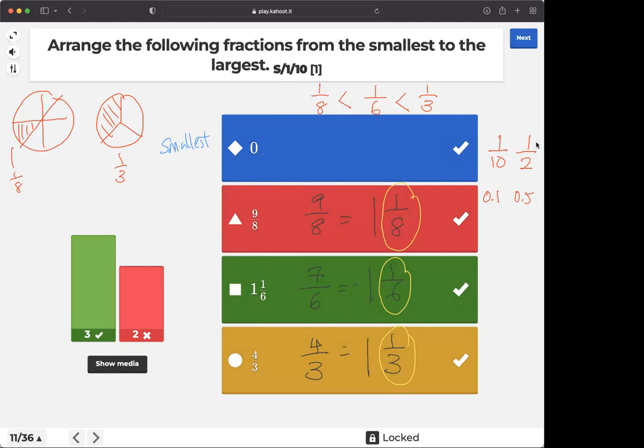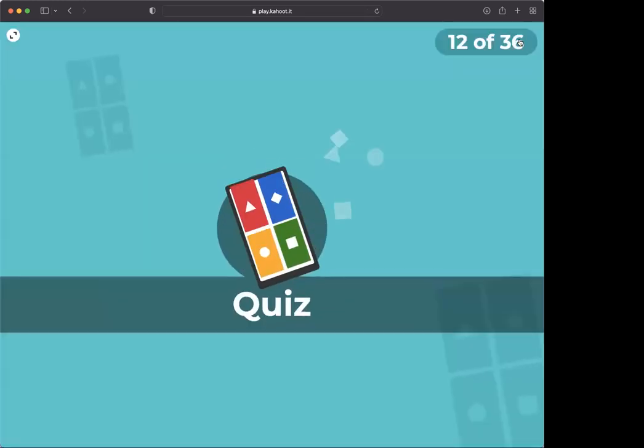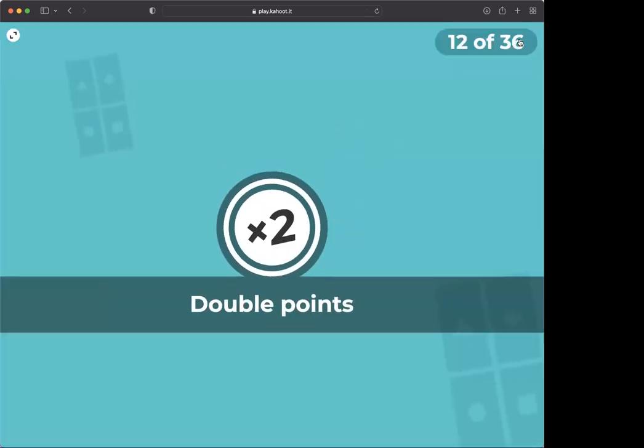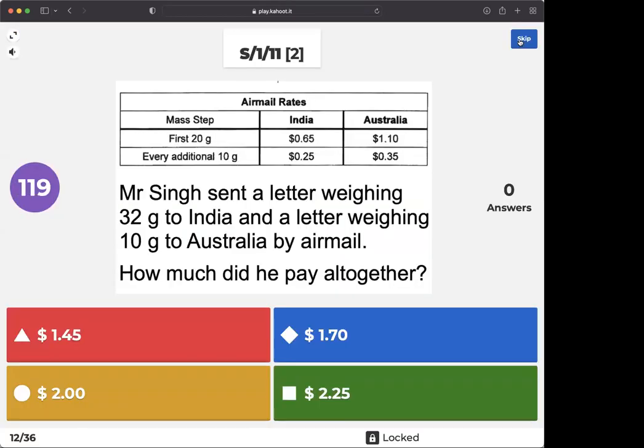Okay, for this question, the 2 students that got this wrong, if you understand now, give me a thumbs up. Okay, who's the last student? Okay, so let's continue. Don't use calculator.